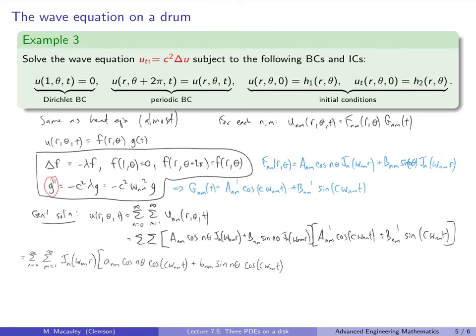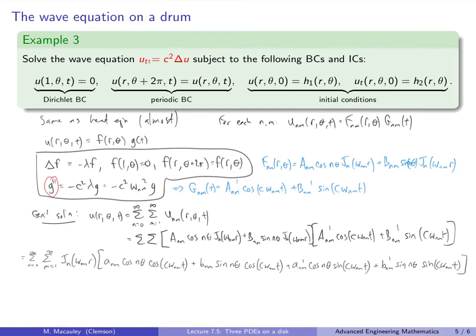So again, I'm going to call bnm this term times that one. And now I have 2 more. I have a cosine times a sine. So let me call that term a nm prime times cosine of n theta times sine of c omega nm t. And finally, we have the product of these last 2 terms, a sine and a sine, plus bnm prime times sine of n theta times sine of c omega nm t.